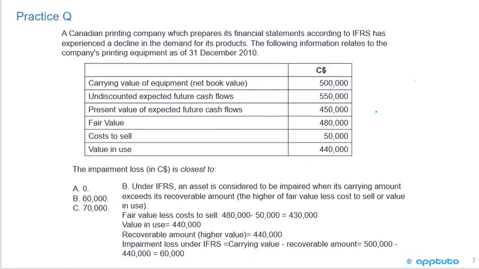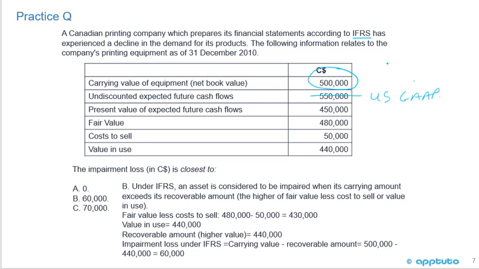Okay, this is an excellent little question to test your knowledge on impairment under IFRS. That's the important thing. You've got to read carefully. This is according to IFRS. When we go through the data, there's sometimes some red herring information, some numbers that you don't need. One of them is the undiscounted expected future cash flows. Recall, that's a number that we need if we're using US GAAP. So that is out. Now, we always need the carrying value of the equipment, the net book value.